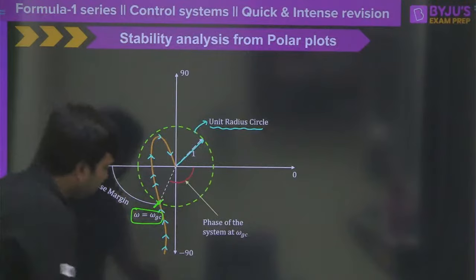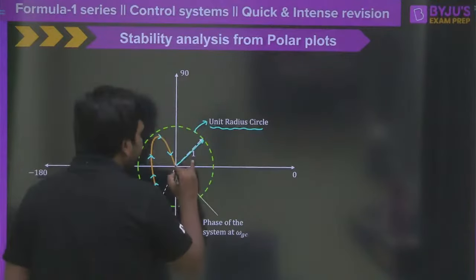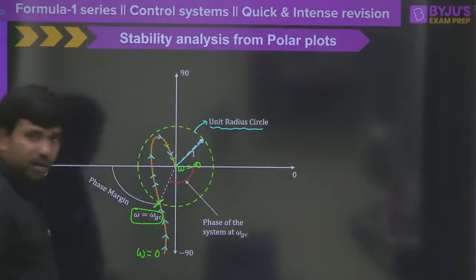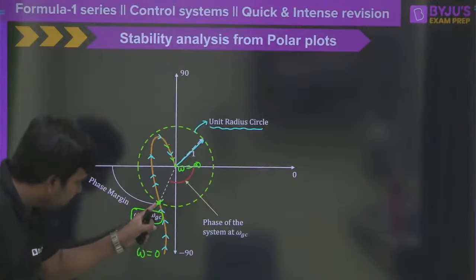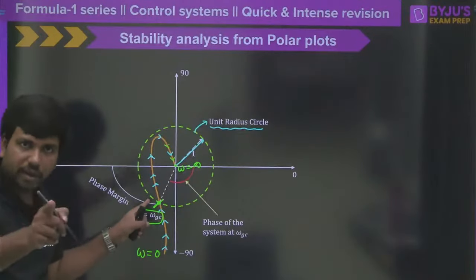Clear? Because your frequency always starts from omega is equal to 0, and this might be omega is equal to infinity here, because the plot ends here. Correct? Omega is equal to infinity. Now look at that. At omega is equal to omega GC, the polar plot is cutting the unit radius circle like this. Excellent. Agree?